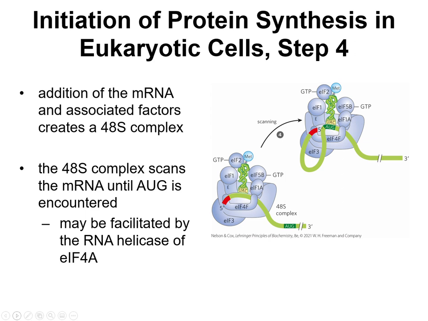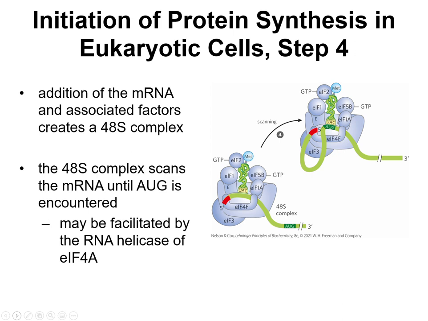So in eukaryotes, we have additional factors that get added along with the mRNA to make a 48S complex. And this complex will scan the mRNA until the AUG is encountered. So there is no Shine-Dalgarno sequence here. It's just this massive complex scanning the messenger RNA until it finds the starting AUG. This could be facilitated by an RNA helicase that's part of EIF4A.